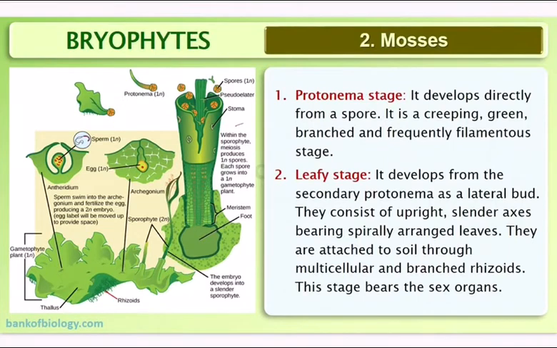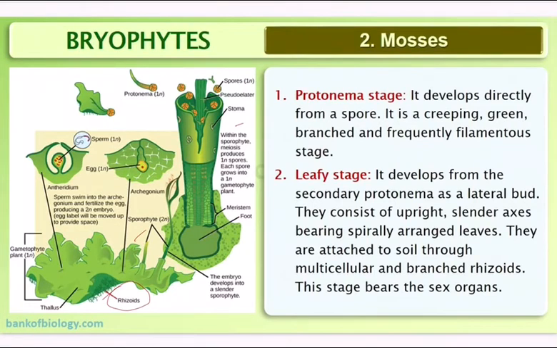Predominantly the Protonema stage develops directly from a spore. Spore is going to develop into a Protonema. It is a creeping, green, branched and frequently filamentous stage, as you are seeing. The leafy stage develops from the secondary Protonema as a lateral bud. They consist of upright, slender axis bearing spirally arranged leaves, as you are seeing here.